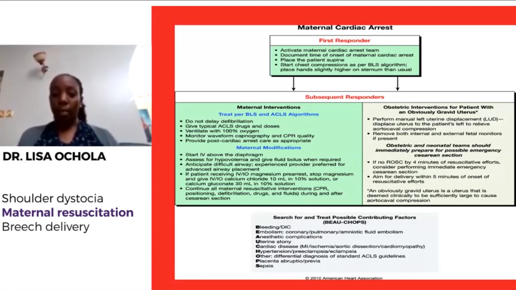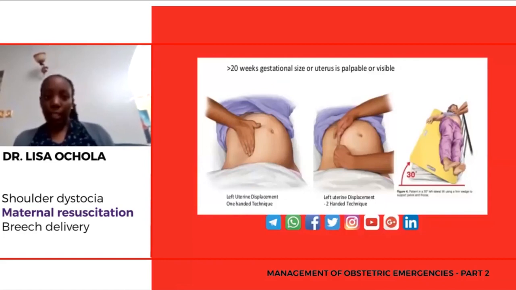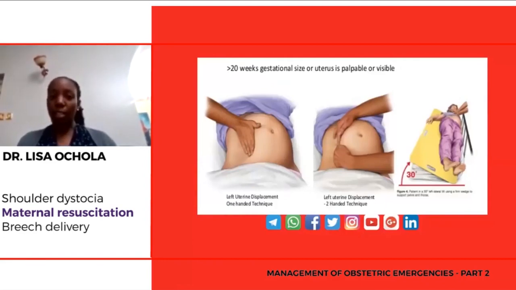This is showing the more than 20 weeks gestational size of the uterus. You can use a one-handed technique for left uterine displacement, or you can use a two-handed technique. You have a specific person who's doing that. It's not the person doing compressions or anything else when you're doing CPR or running the code. This is someone who's specifically displacing the uterus. Alternatively, you can place them laterally, put a wedge under their pelvis and thorax just to tilt them. That's important when you're considering maternal resuscitation.